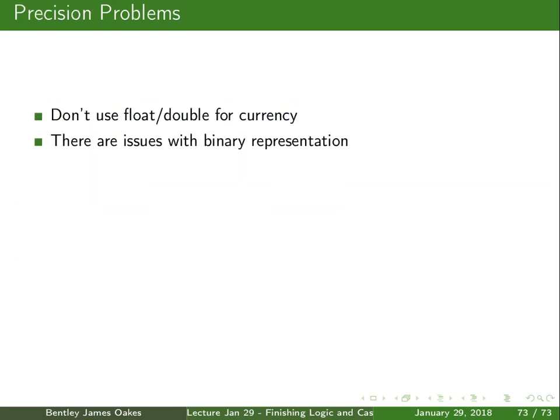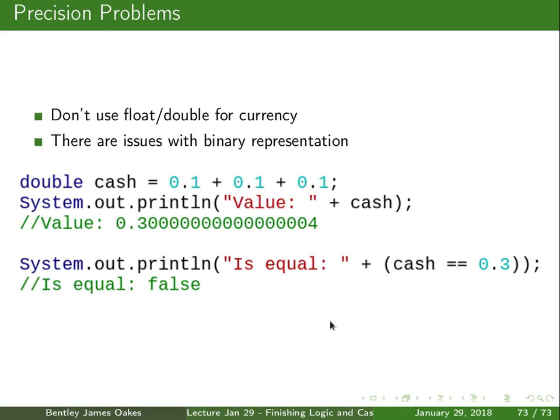Okay, and I showed you this before. Don't use floats or doubles for currency because there are issues with binary representation. If you're doing something like 0.1 plus 0.1 plus 0.1, that's not quite equal to 0.3. That's just the representation, how they're stored.